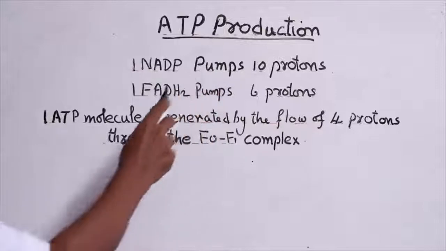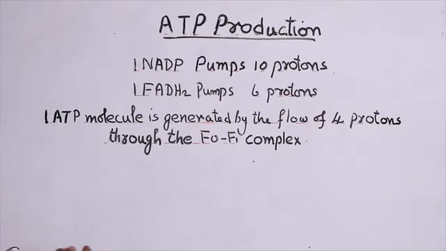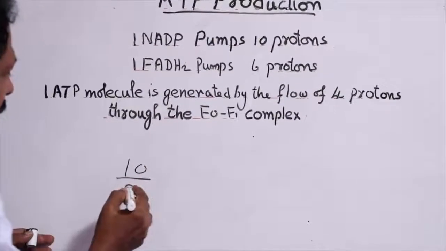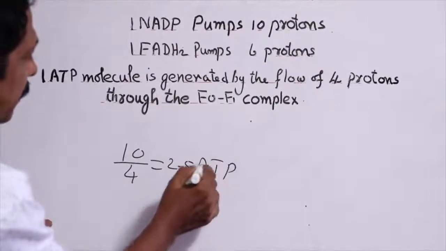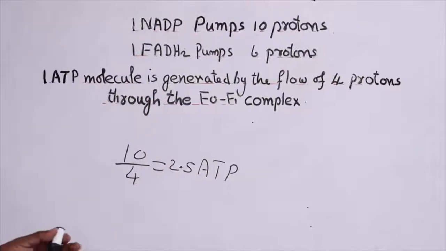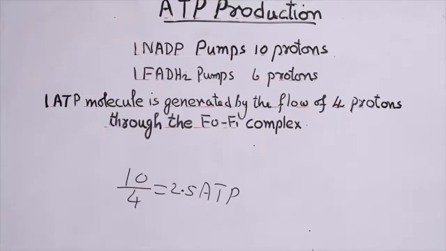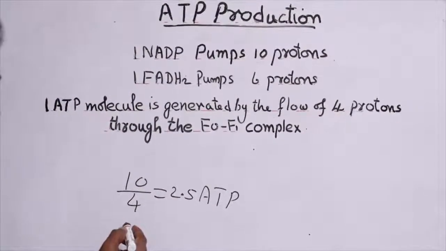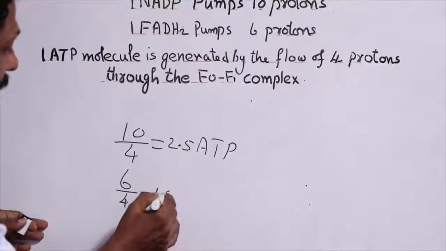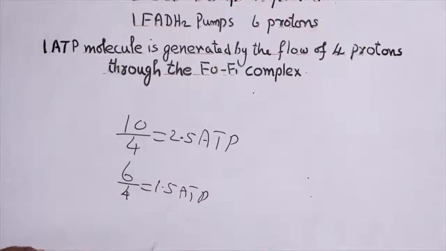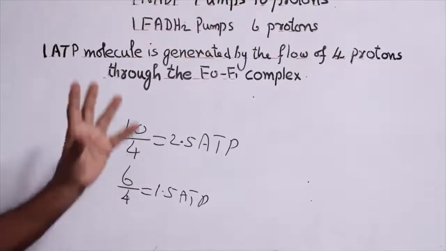When the 10 protons pumped by one NADH flow back to the matrix, 10 by 4, 2.5 ATP will be formed. Similarly, when the 6 protons pumped by one FADH2 flow back to the matrix, 6 by 4, 1.5 ATP will be formed. So this is the ATP production. It's a calculation of the ATP production.